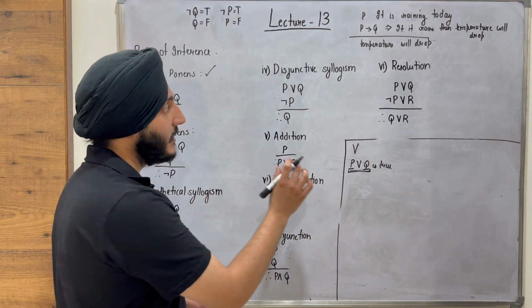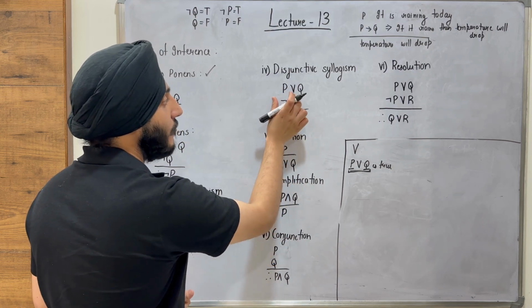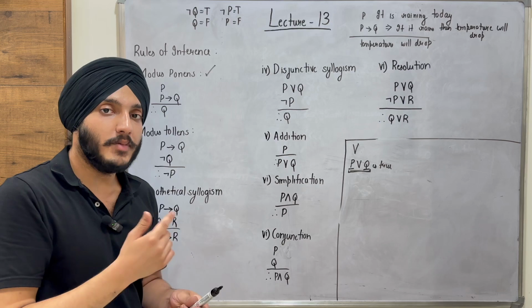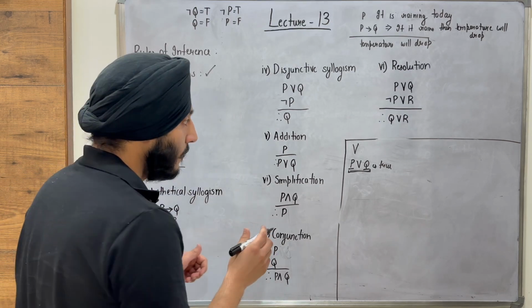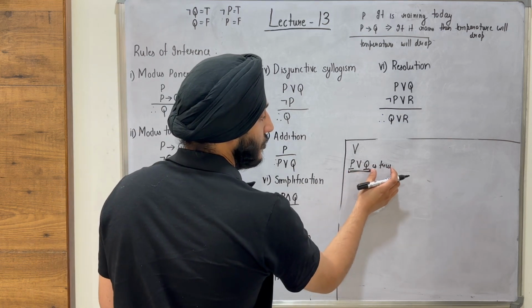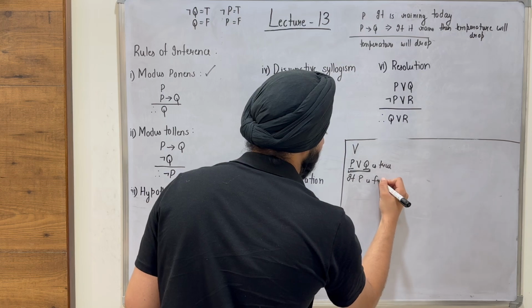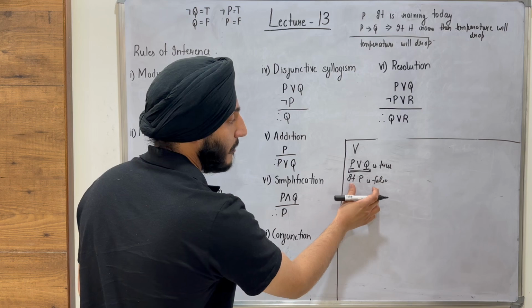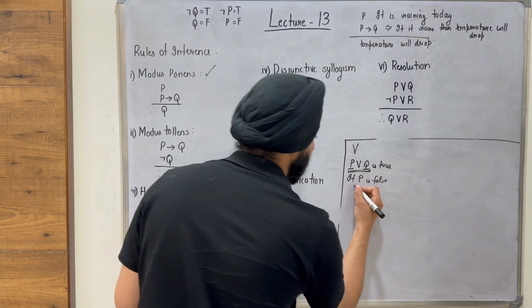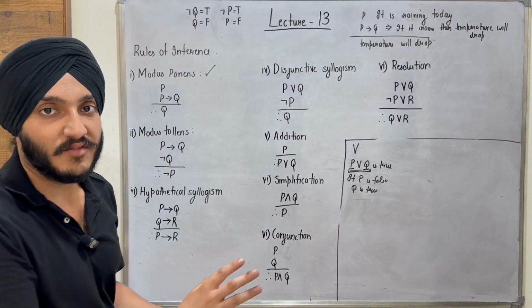Now, another assumption that we made is negation of P is true. If negation of P is true, then that means P is going to be false. So now I know that P or Q is true, but if P is false, then that simply means that Q is true, right? That's the conclusion that we can make.